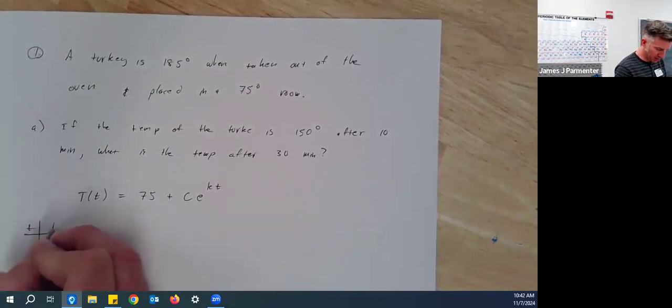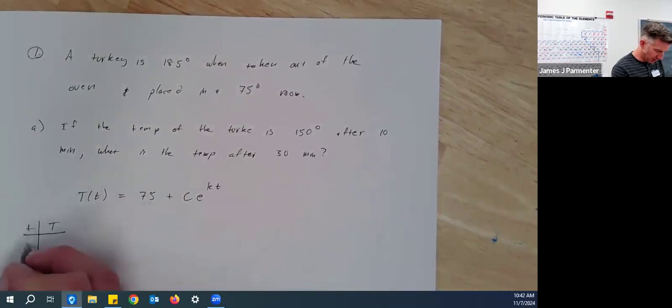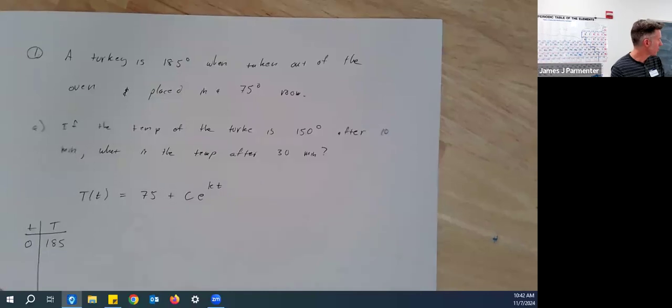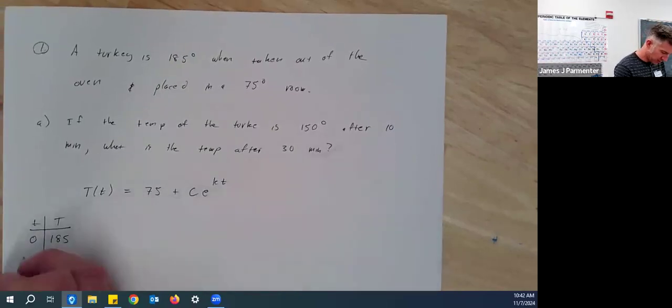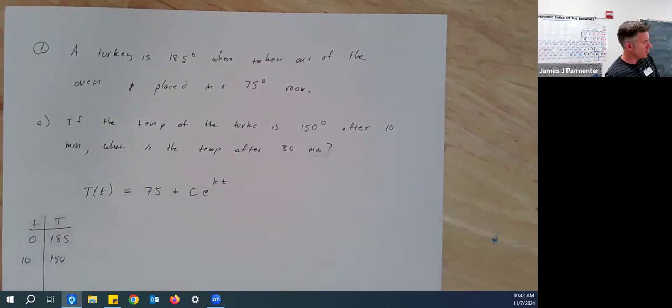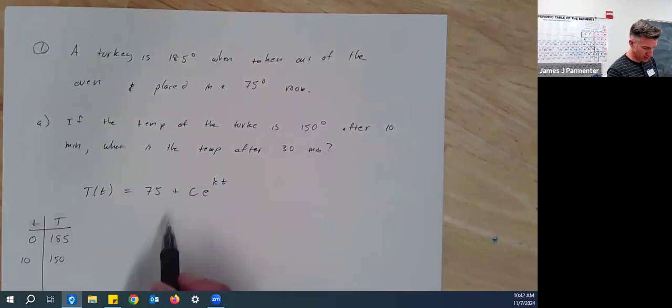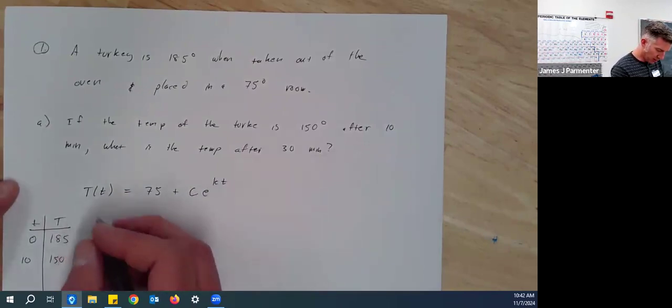I've got my times and my temperatures. I know that in the beginning, when the turkey comes out of the oven, the temperature is 185 degrees. And then 10 minutes later, the temperature of the turkey is 150 degrees. Using those two things, we can figure out what our C and our K values are. So let's plug in this first.